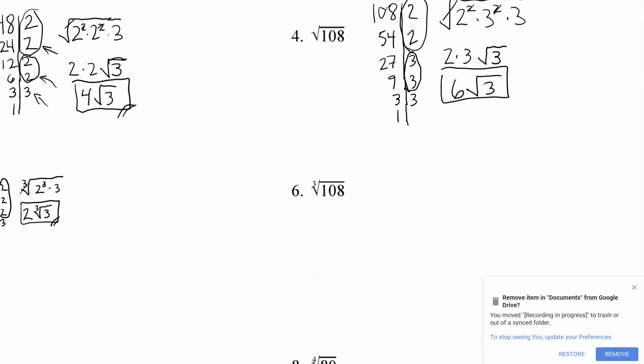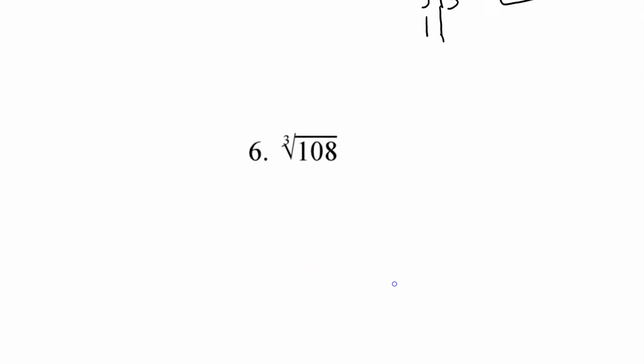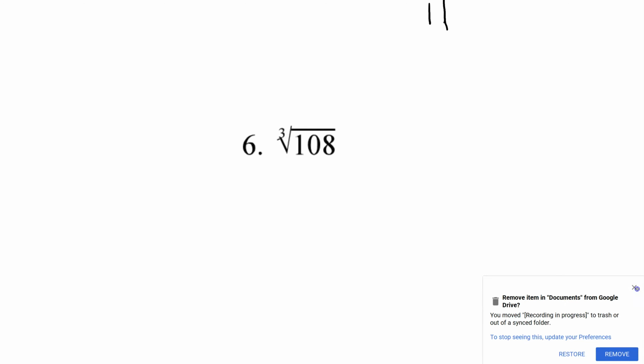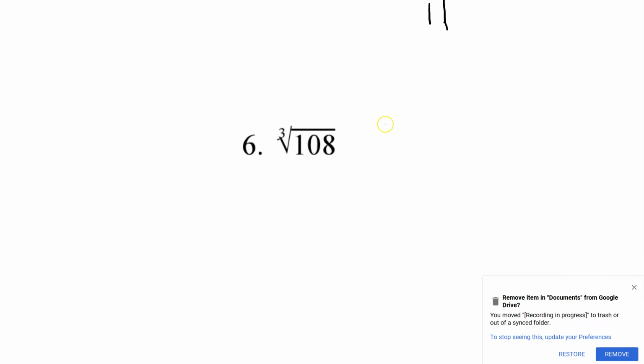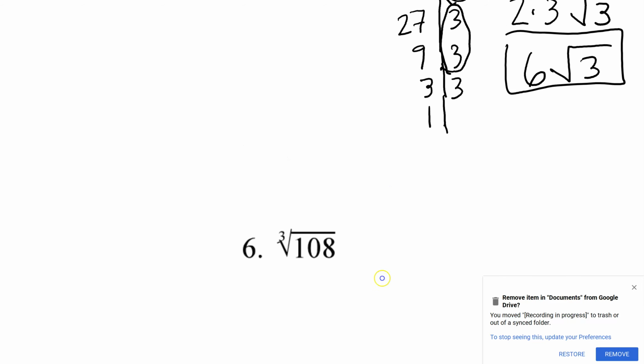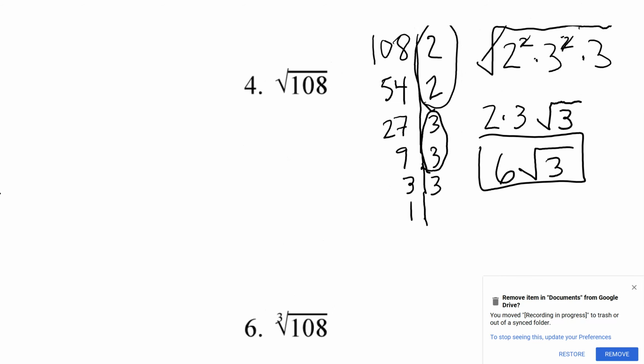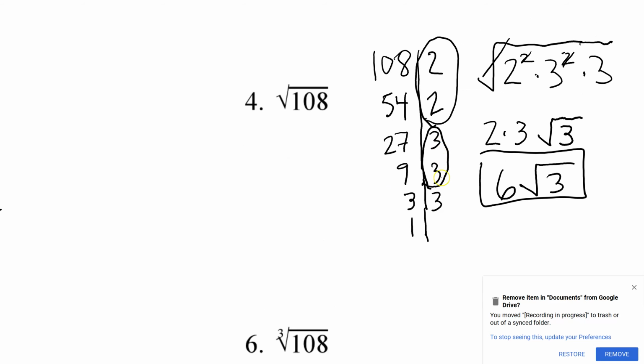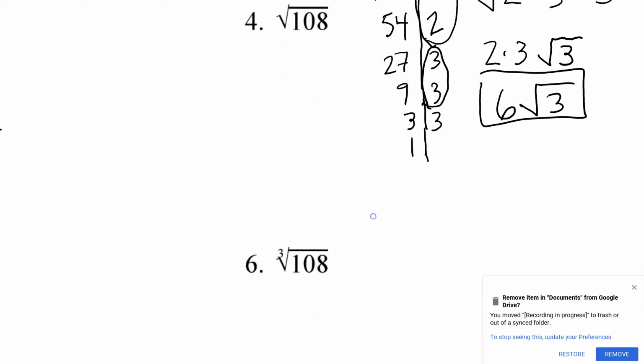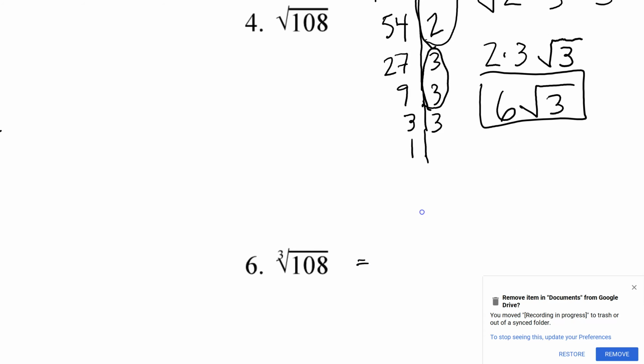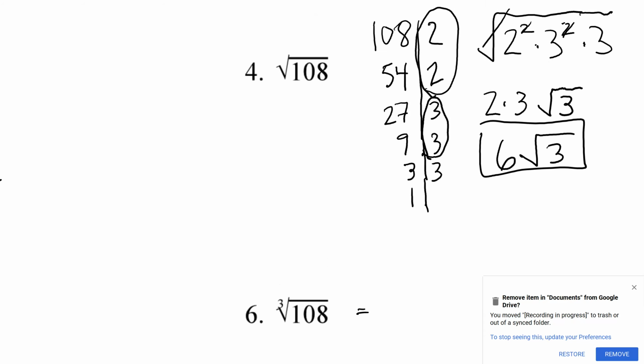All right, let's look at the cube root of 108. We want to simplify this. Again, we're looking for 3's. 108, yeah, we've already done this. Let's look at what we had up above. We had 2 squared, 3 squared, and 3. So rather than going through it again, we've already written it up above.